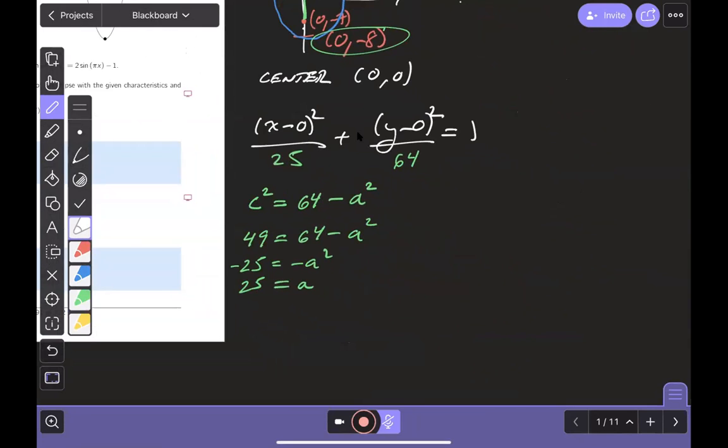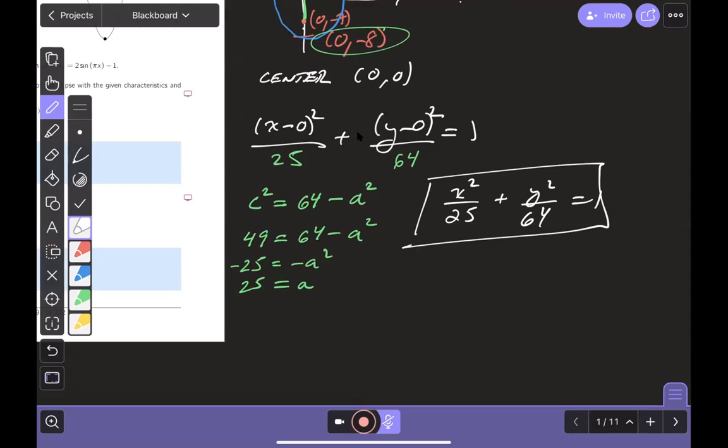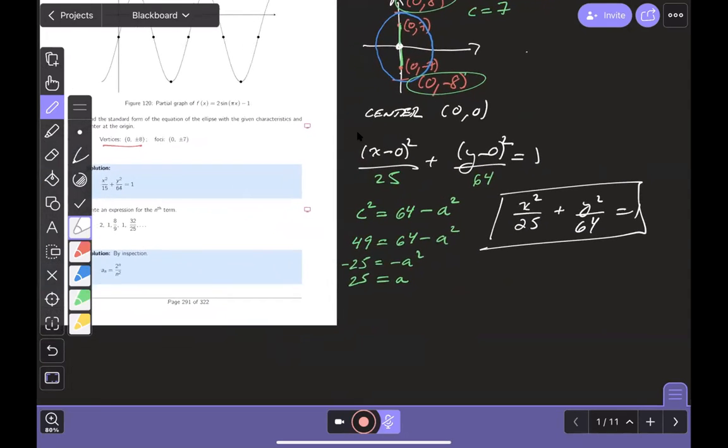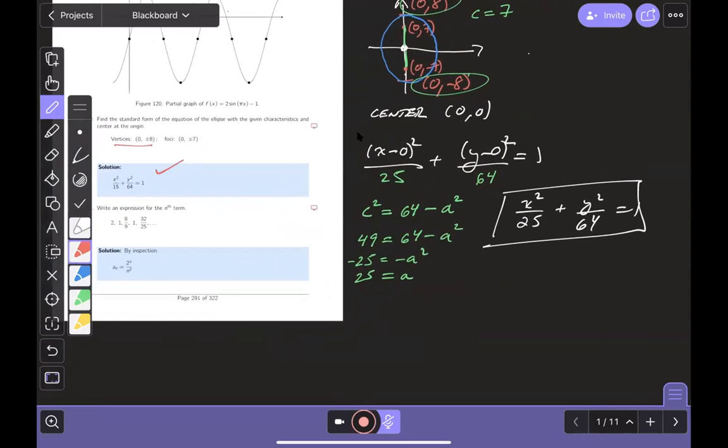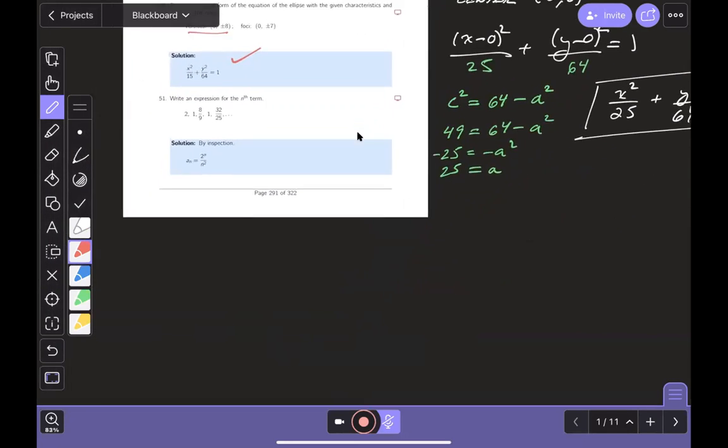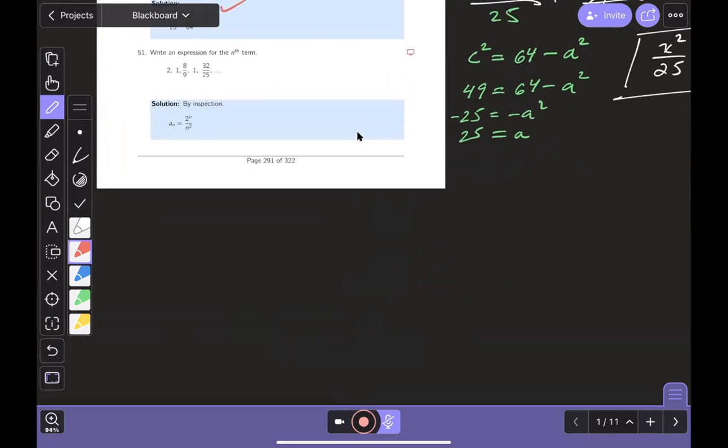So what does this look like? X squared over 25 plus y squared over 64 is equal to the number 1. Again, my emphasis is looking at the answer key to make sure that they have that in the answer key. And I see that right there. All right. So number 51, that's write an expression for the nth term.